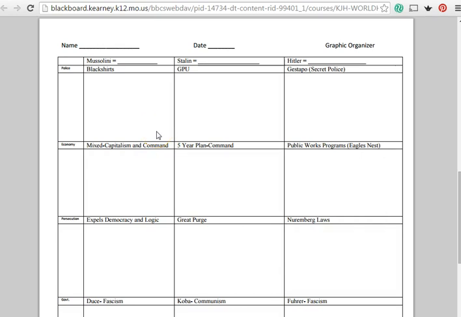Each person will need to share. So person A, just as we modeled yesterday in class, person A will share with B and C about Mussolini. Person B will share with A and C about Stalin. And person C will share with B and A about Hitler. And that needs to be done hopefully today before you come back tomorrow, and then tomorrow you'll have the rest of the time to work.